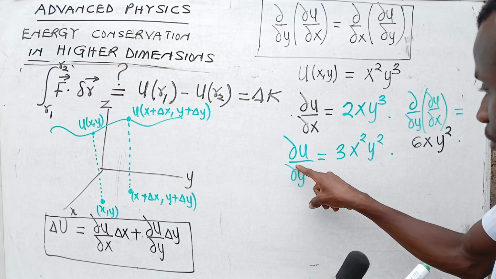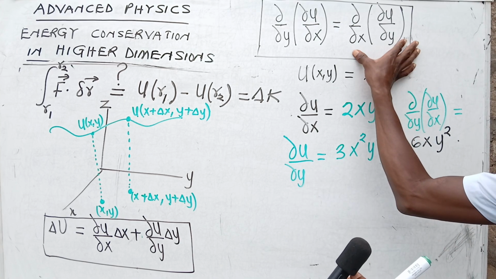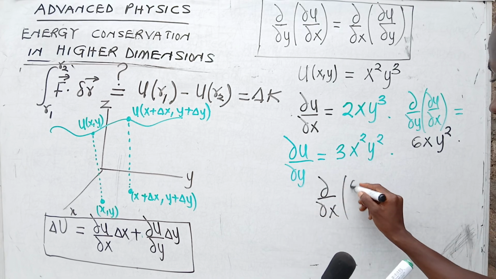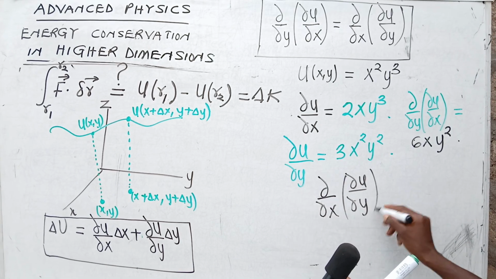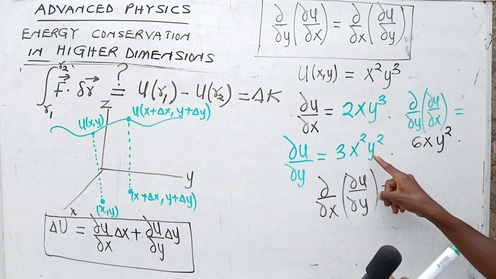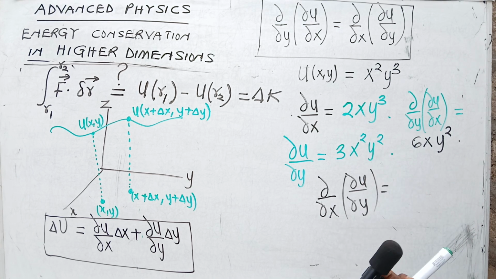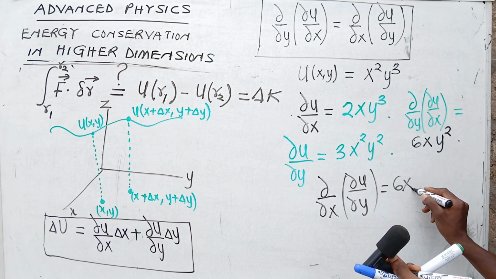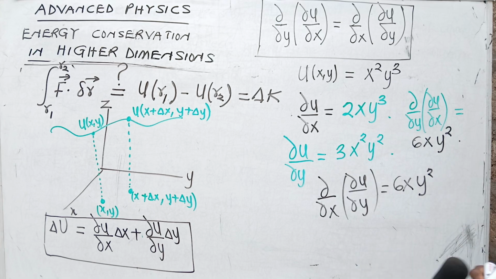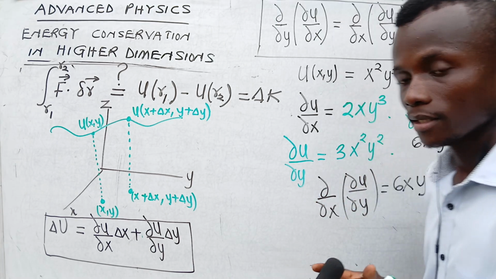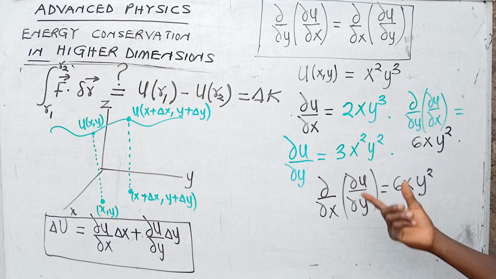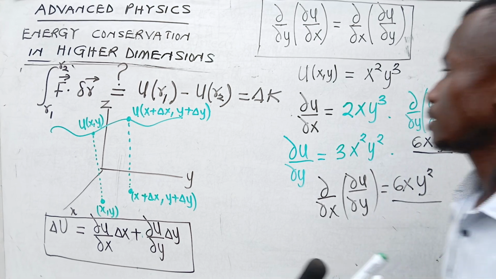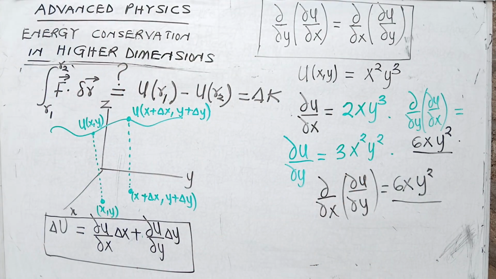Then let's take the x derivative of this, that is this quantity. So partial derivative with respect to x of this quantity du dy is equal to, so we keep y a constant if it is with respect to x. So differentiating x squared, we have 6x y squared. We can see clearly that the cross derivatives are equal. As we can see, we have 6x y squared, 6x y squared here. That's how to take partial derivatives.